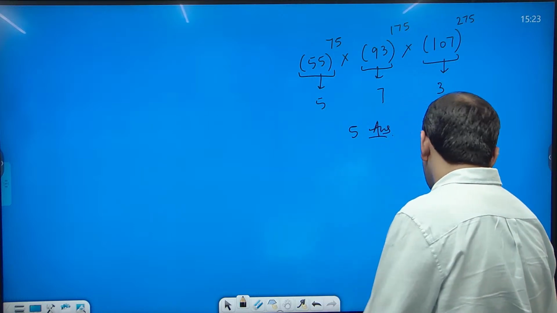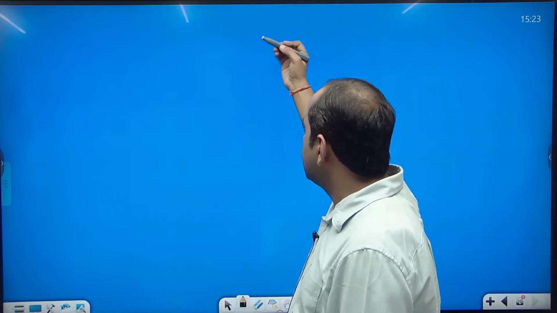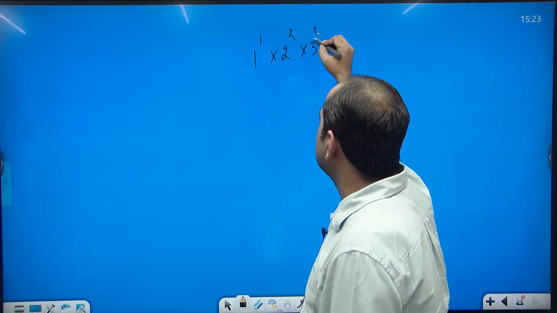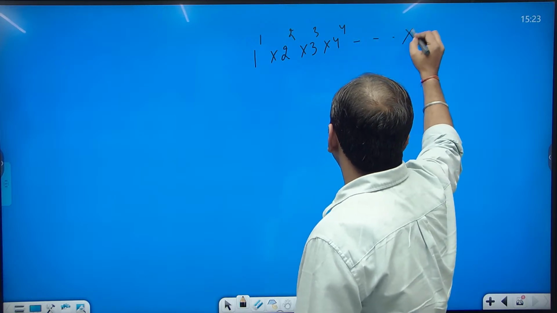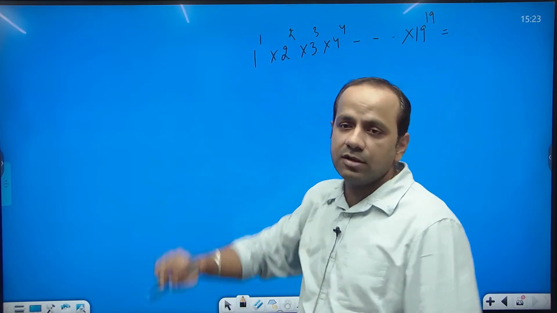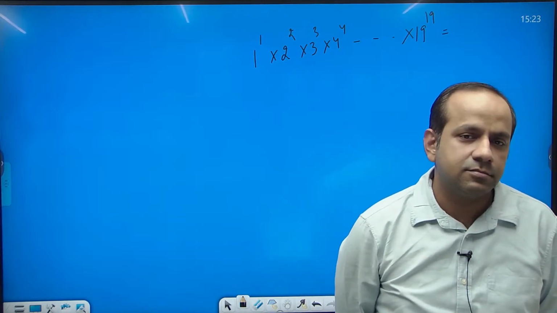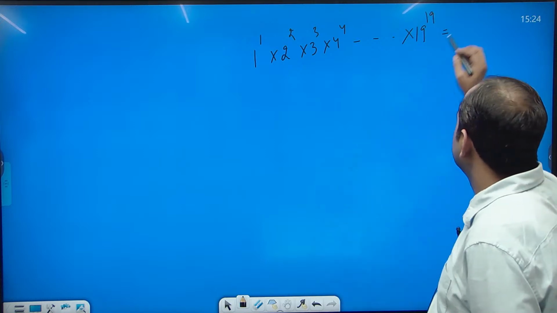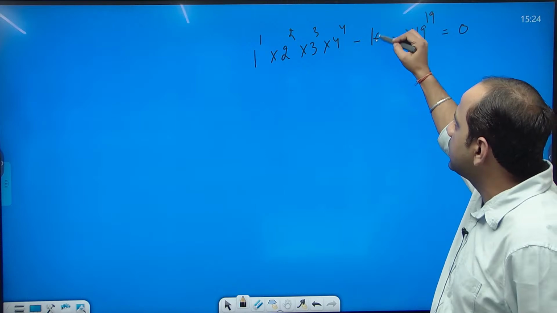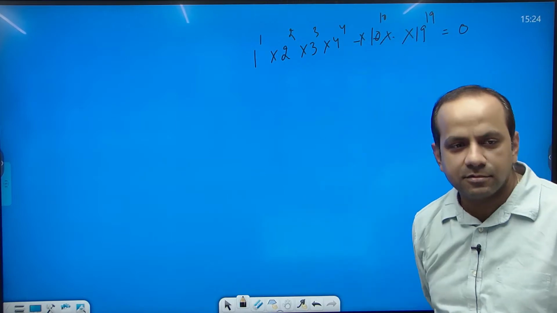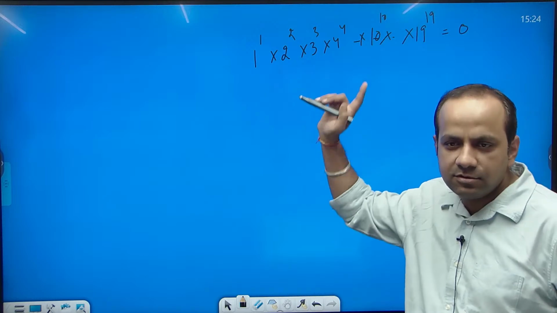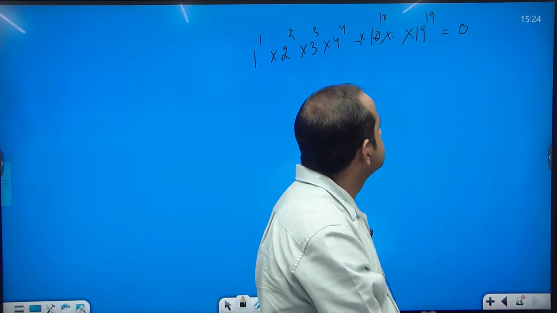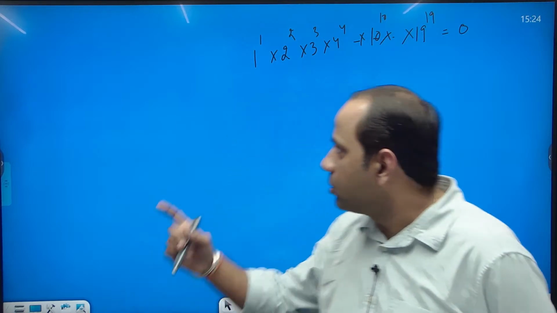चलो एक और क्वेश्चन देखते हैं. If I say what will be unit digit here in this case, if I say 1 to the power 1 into 2 to the power 2 into 3 to the power 3 into 4 to the power 4 so on up to 19 to the power 19, I'm giving you 1 minute. Tell me your answer. Answer is 0. Why 0? Because इसके बीच में 10 to the power 10 भी तो आएगा. Okay, so you need not to calculate all these values. Got it? Because 10 to the power 10 will give you 0, and that will make all the products 0.